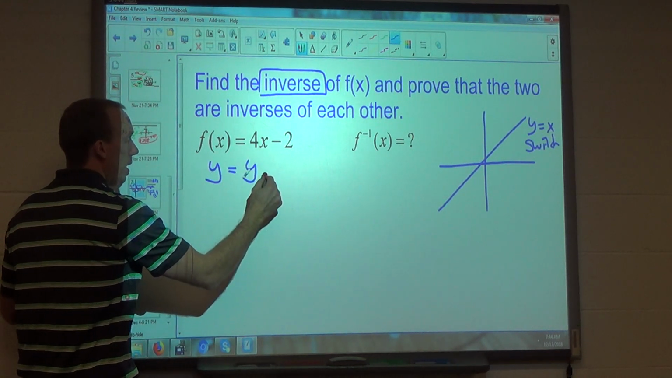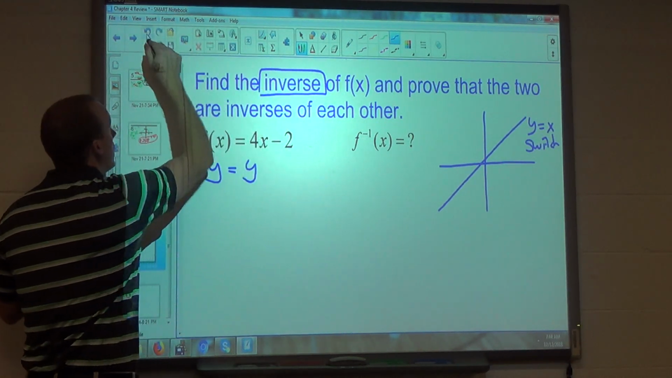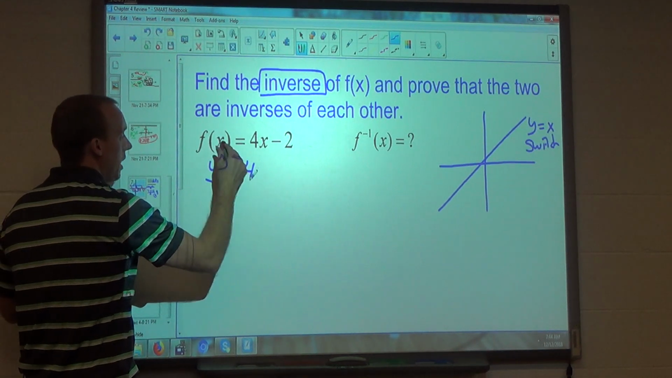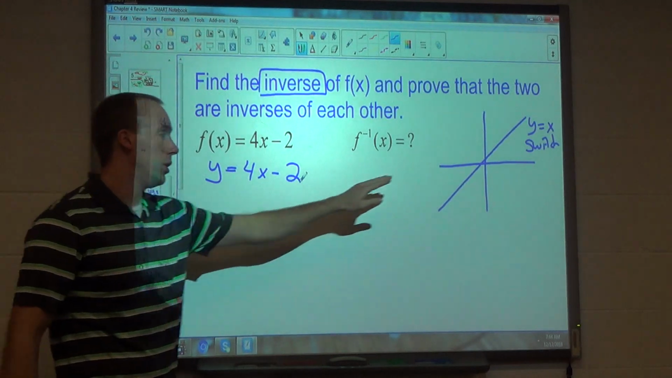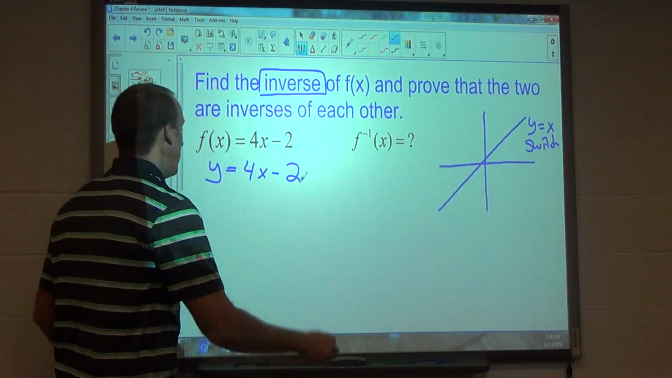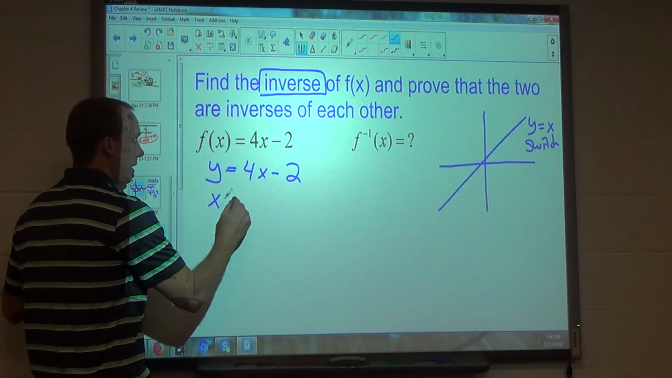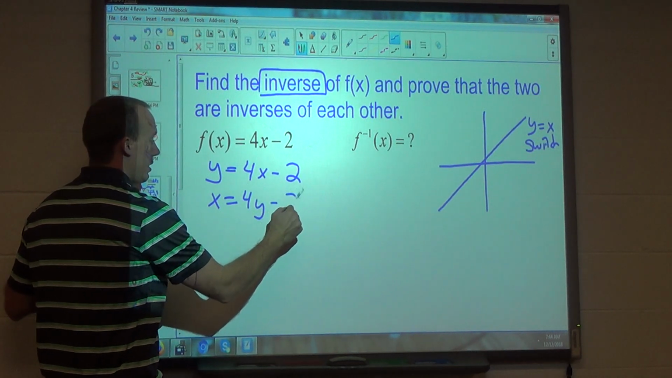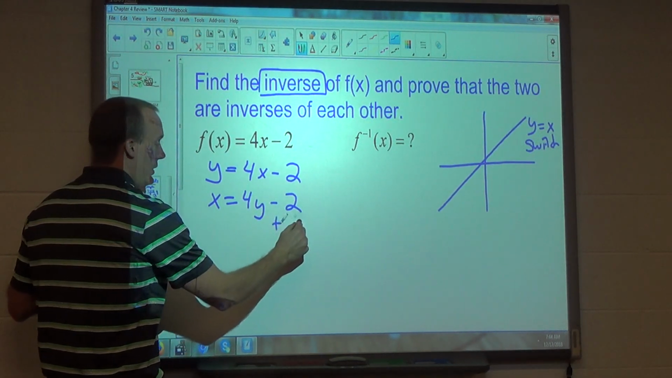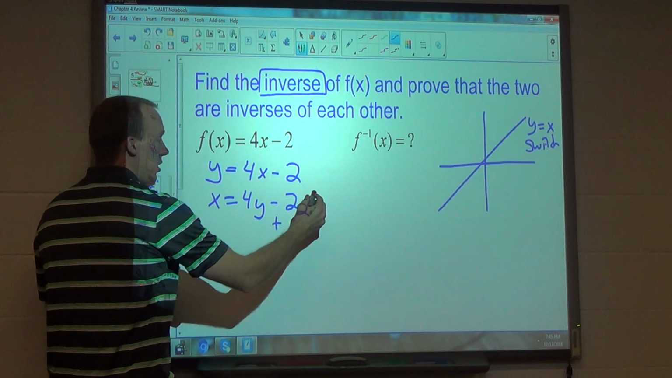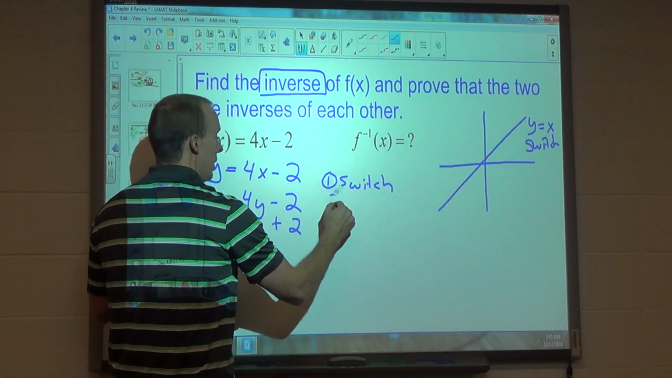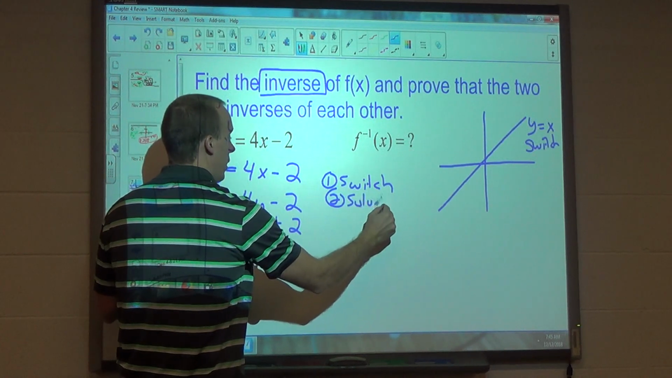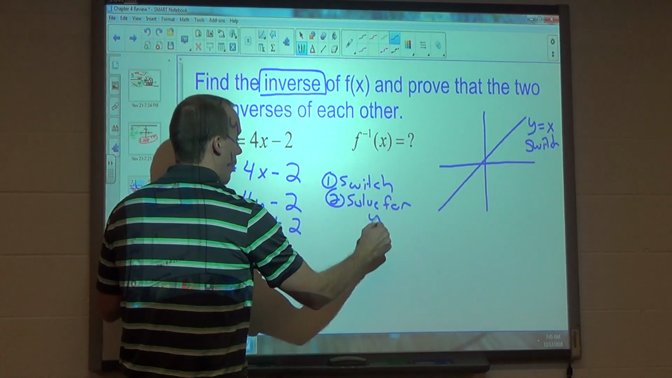So I'm going to start by replacing my f of x with a y. Okay, and now I'm going to do my switch. So I'm going to switch the x and the y around. So x equals 4y minus 2. Oh, sorry, once you switch, so there are 2 steps. Step 1, you switch. Step 2, you solve for y.